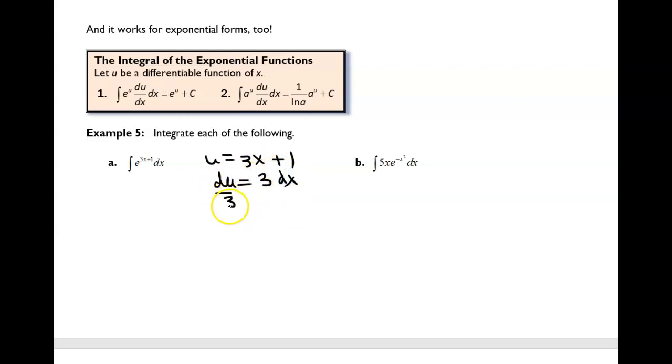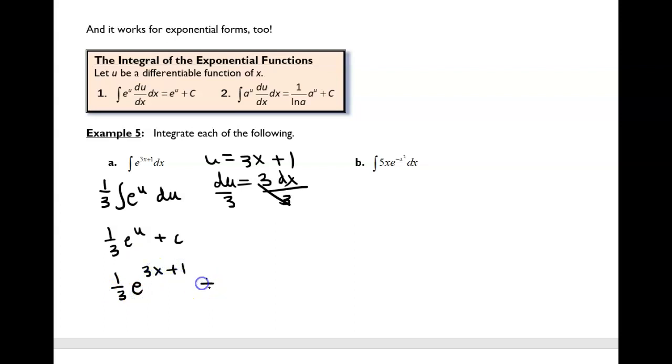I don't have the 3, so I'll need to balance like we have before. So I will have 1/3 times the integral of e to the u du. The antiderivative of e to the u is just e to the u. And then when I replace my u, it's just e to the 3x plus 1 plus a constant.